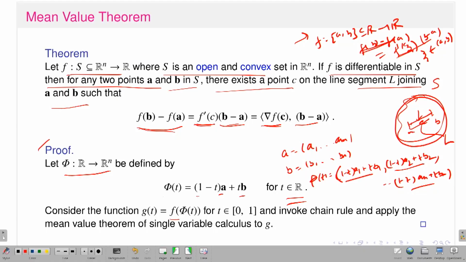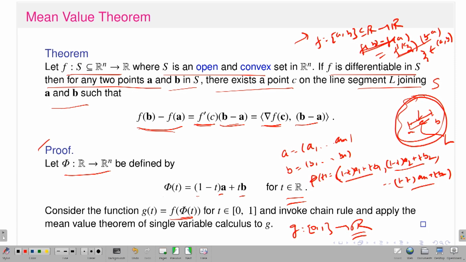Now, I have already discussed that if functions are differentiable, then the chain rule says the composition function is also differentiable. So consider the function g(t), which is nothing but f composed with Phi(t). Capital Phi is differentiable, f is differentiable, so by the chain rule the composition is differentiable. But g is a map from where to where? I am defining g on 0 to 1, so it is a map from [0,1] to R, because Phi is a map from R to Rn. Phi of t is a vector in Rn, and f is a map from Rn to R, so f acting on Phi(t) is an element of R.